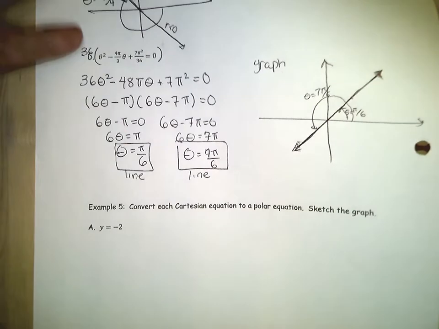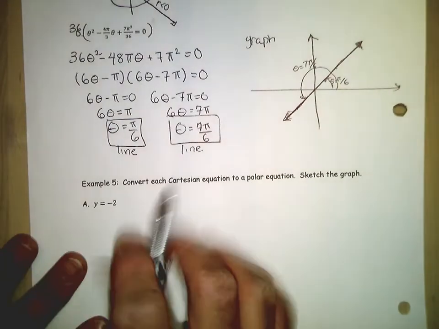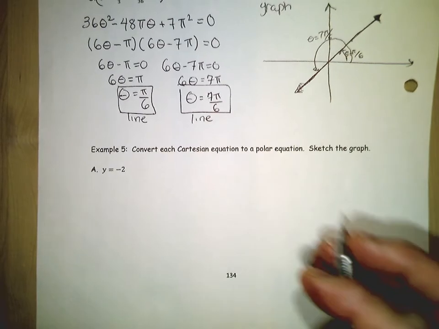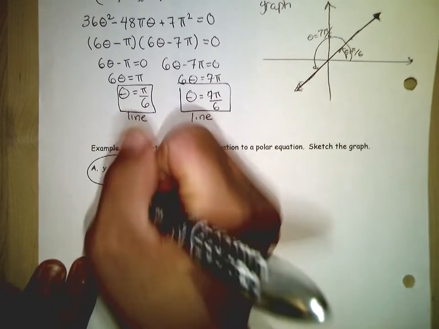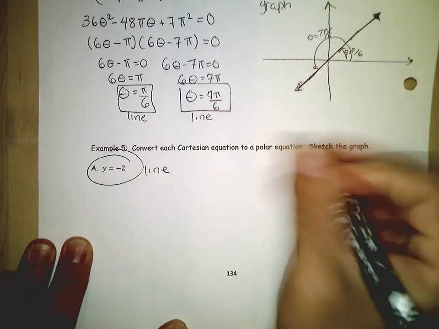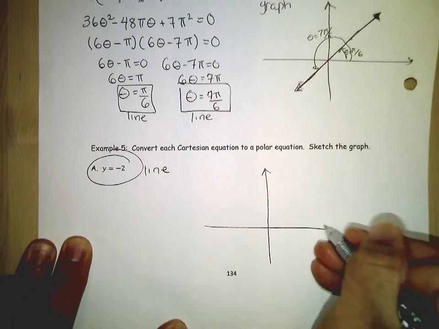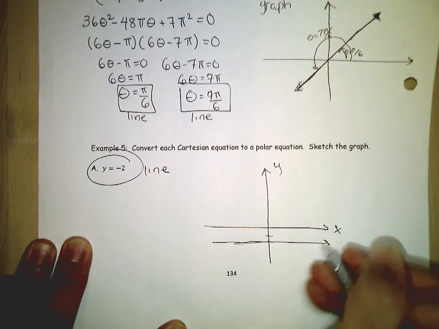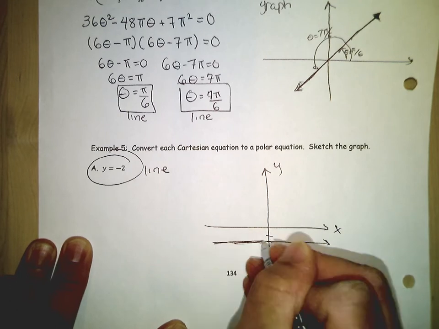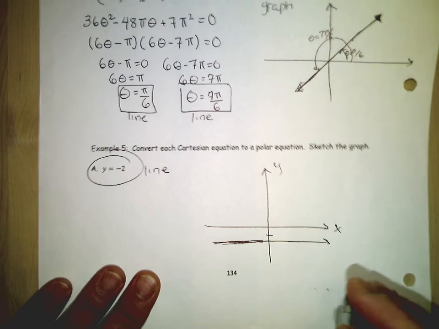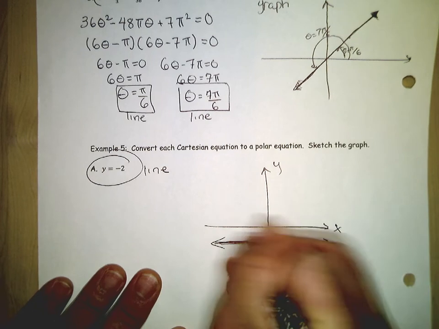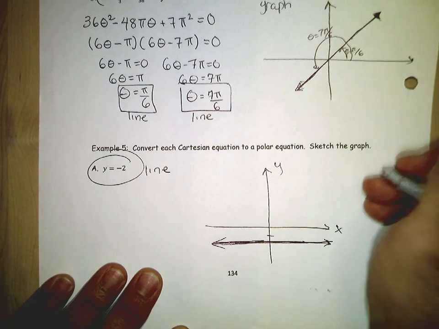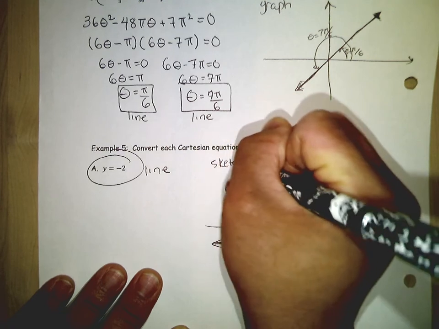All right, now convert each Cartesian equation to a polar equation and then sketch the graph. So y equals negative 2 is a line, right? So x, y, negative 2 is y, so here is a line. So we know that this is a line. Now, just remember this, though. This is a little bit tricky here. All right, so here's a sketch here.